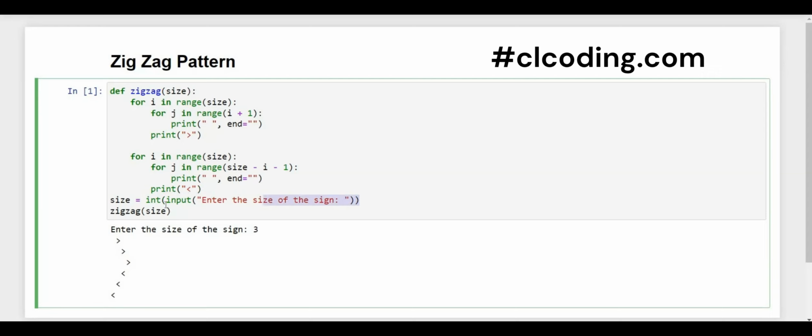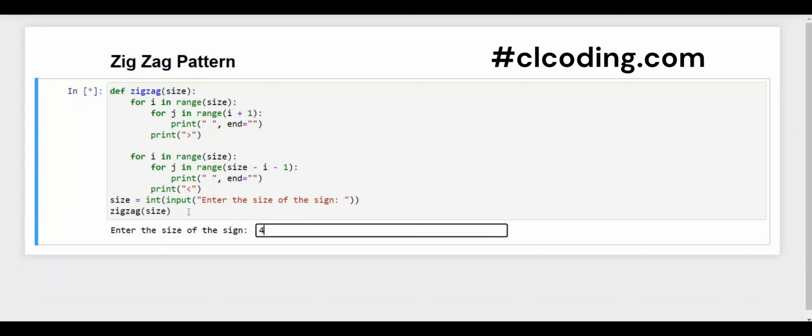And for taking the input of the size, we have used the input function, and we are printing enter the size of the sign. To convert that input into an integer, we are using the int function, and we are storing this input value in a variable size. Then we are calling our function zigzag, giving the argument size.